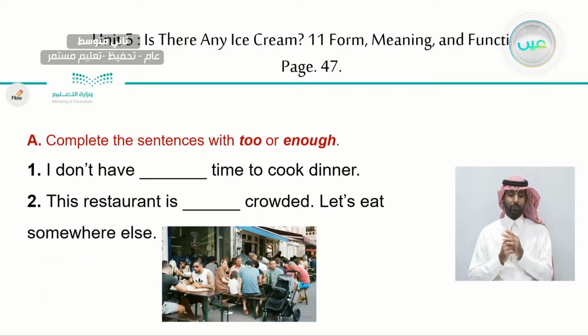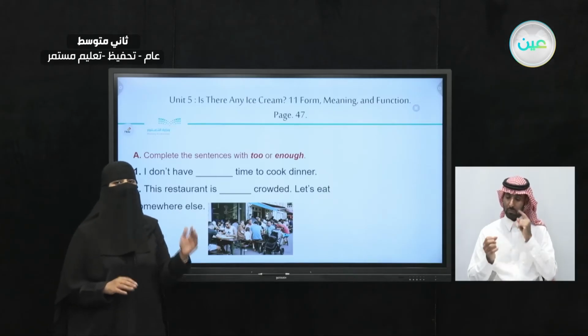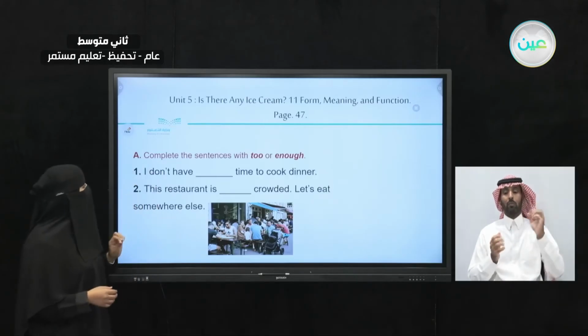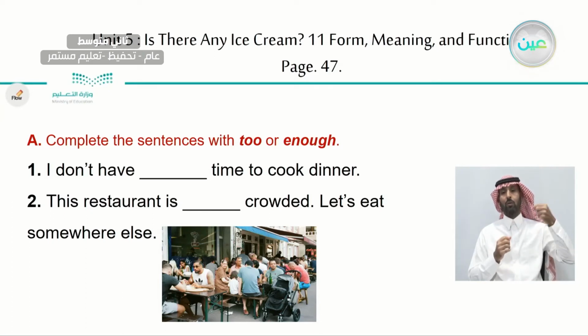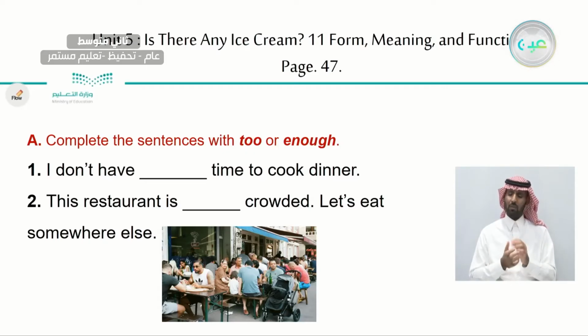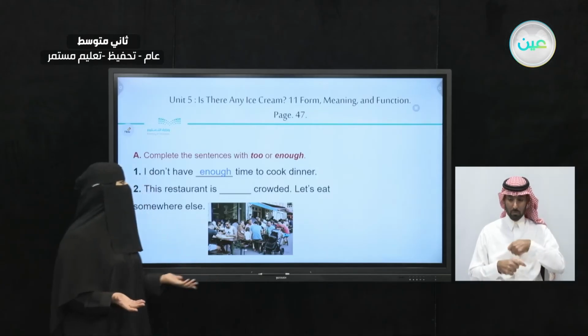Now, let's take a look here. We are going to try to answer these questions with the correct answers about too and enough. Complete the sentences with too or enough. The first one: I don't have something time to cook dinner. What is the suitable word for this part? Is it too or enough? I don't have enough time.